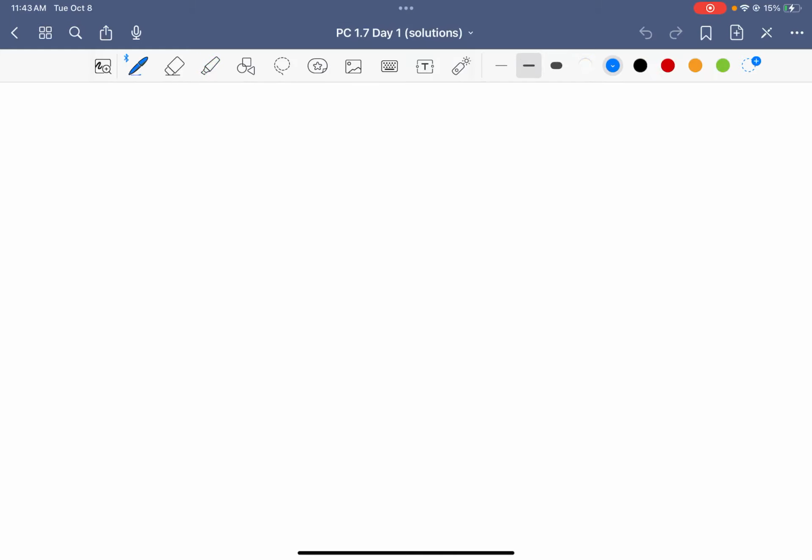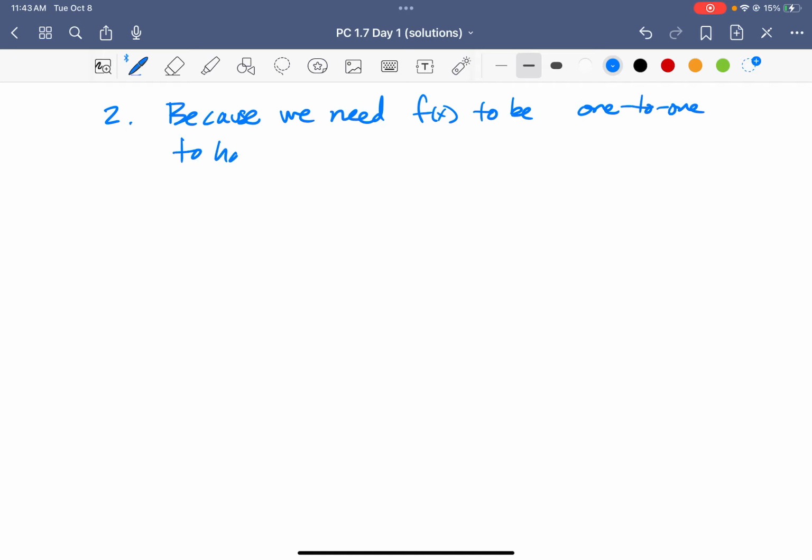Okay, the first one we need to do is number 2. It says, why do we restrict the domain for the function x squared to find an inverse? And it's because we need f of x to be 1 to 1. You would probably write that as 1 to 1 to have an inverse.